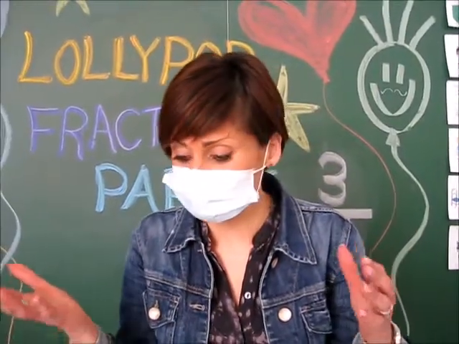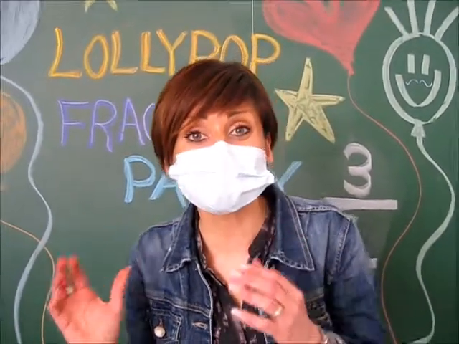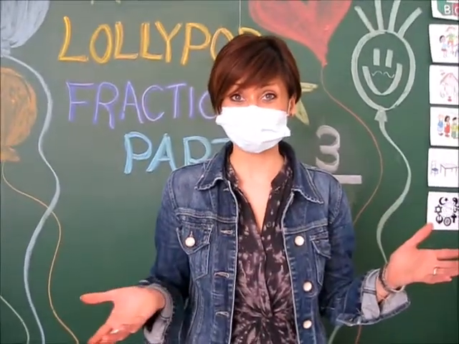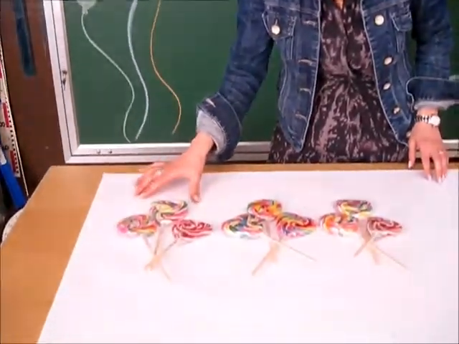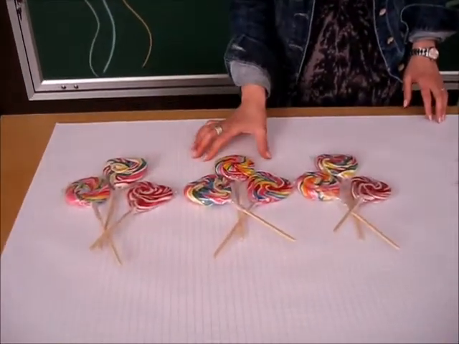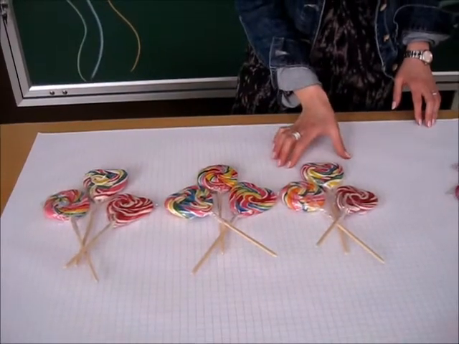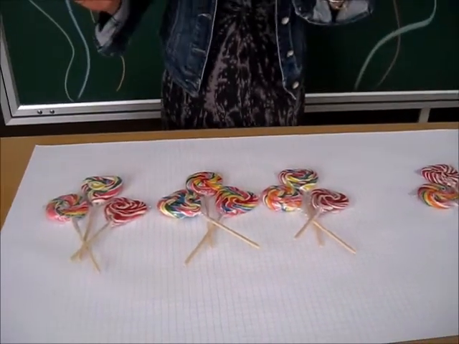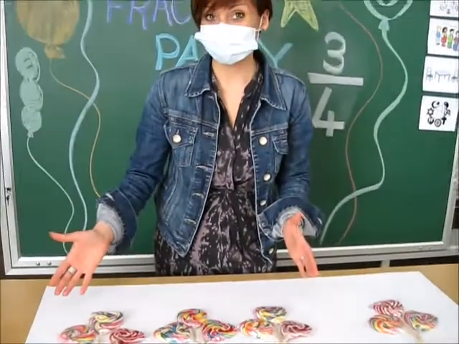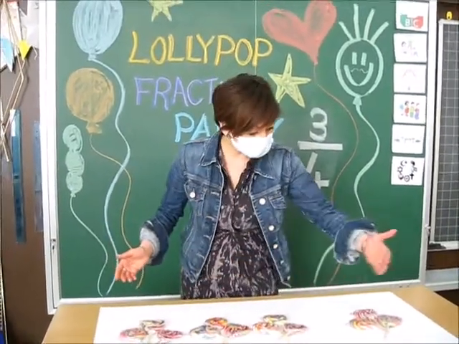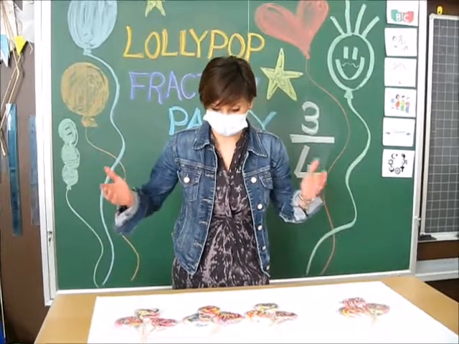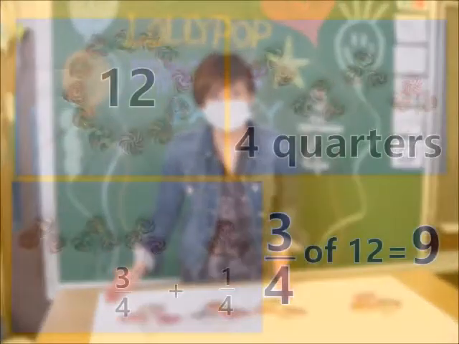How many lollipops are 3 quarters of 12 lollipops? Let's count together. 3, 6, 9. 9 lollipops. 3 quarters of 12 lollipops is 9 lollipops.